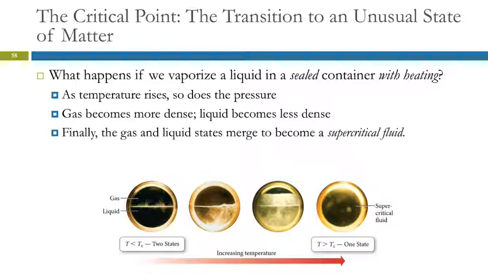What's going to happen? Well, as that pressure builds up, the gas becomes more dense. As the temperature rises, the liquid becomes less dense. And it will get to a point called the supercritical point, or the critical point, where the gas and the liquid merge and they become one state. And that's known as a supercritical fluid. Generally only happens at high temperature and high pressure.